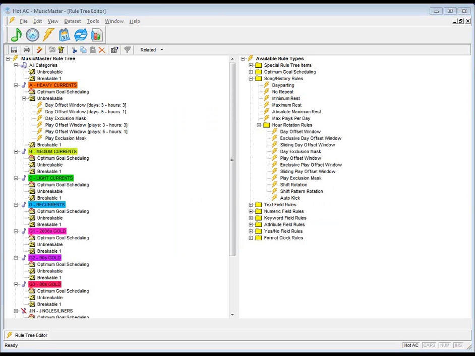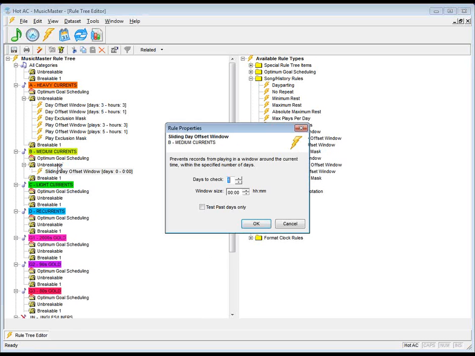We often get asked the question, what's the difference between a day offset window and a sliding day offset window? Well, that's what I'm going to show you next. So with day offset windows, we're looking at the same hour and the hours on either side, looking at whole hours. So if the song we're playing is testing at 9:05 a.m., it's looking at 9 to 9:59 if we're using a 1-hour rule.